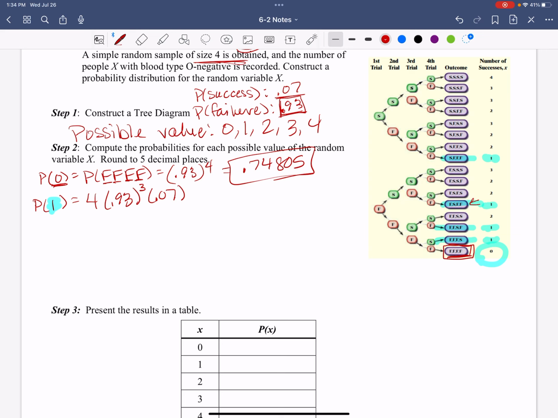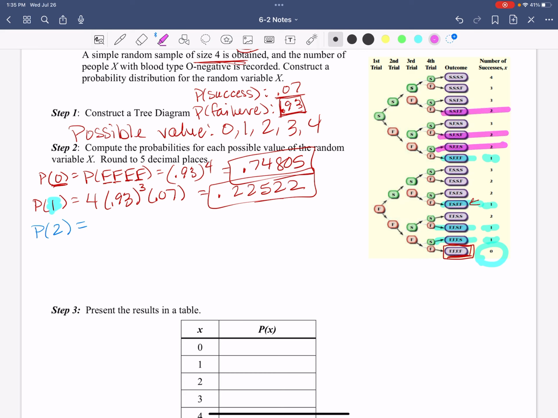Okay. All right, so let's do it. If I take 4 times, because there's 4 of those, 0.93 cubed, 0.07, what do you get? 0.22522 is what I get. Are you agreeing? Nice. Okay, let me change my color up because I think that's getting to be a lot. The probability of 2 are happening. Right? So 2. Do you see all these that are going down there?